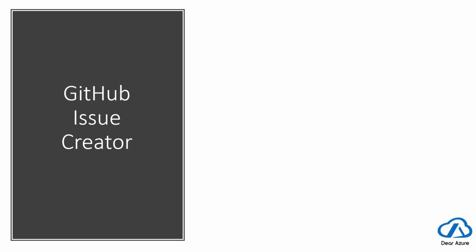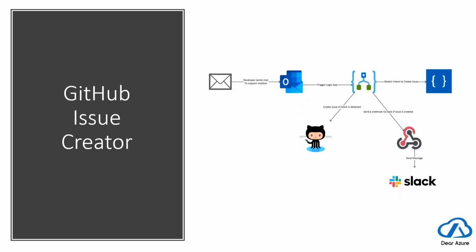Now, if there is someone with a wicked mind, they can just spam the support mailbox with invalid or stupid things. That's where the intelligence comes into the picture. When a mail arrives at the support mailbox, we process it using natural language processing, and we try to understand whether the user really wants to create an issue or not. If that is the case, then we go ahead and create an issue on that particular repository, else we just scrap the mail.